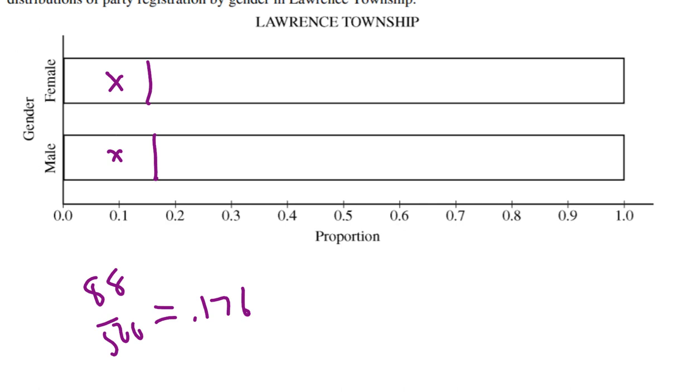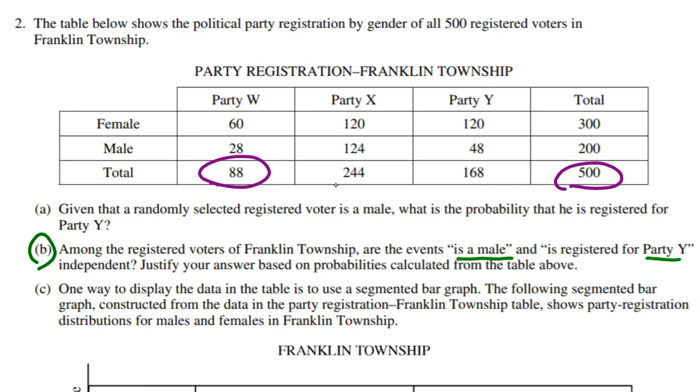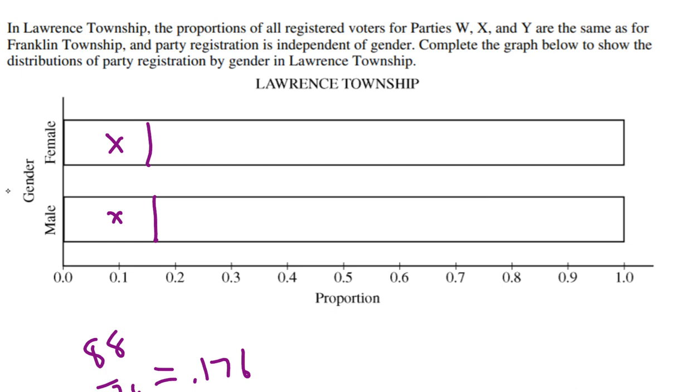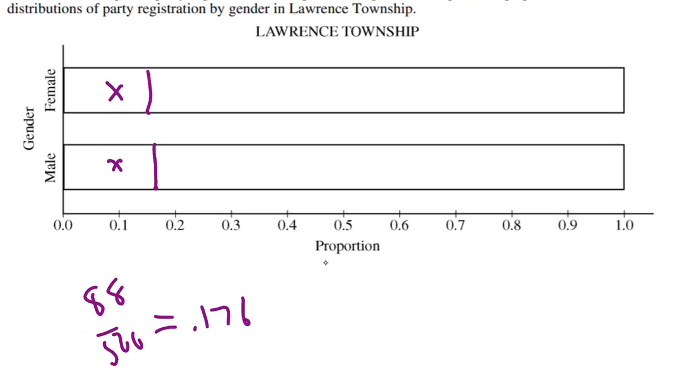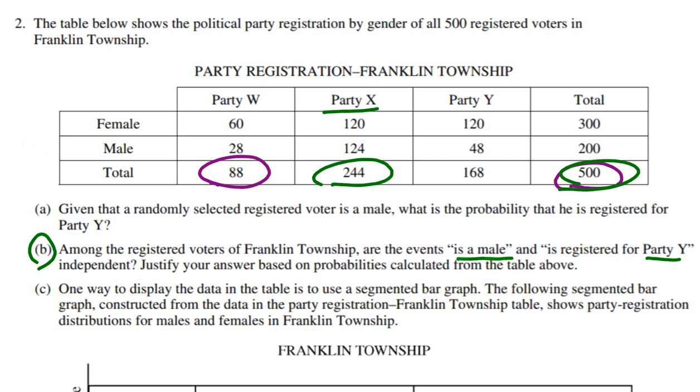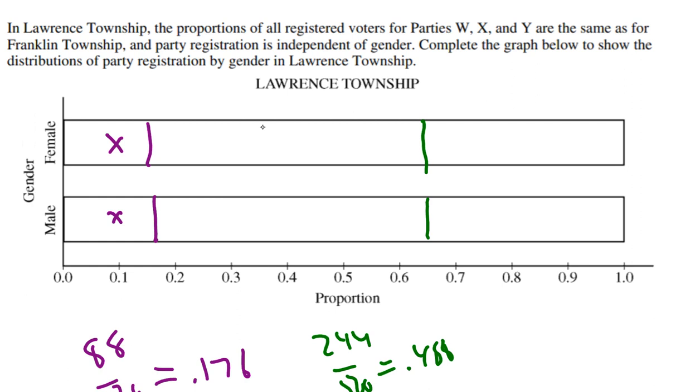Let's go looking for the next one. So I'll circle this in green. For party X, it should be 244 out of 500. So if I divide that for you, I'm getting 0.488. So you could say 244 out of 500 was 0.488. If I add that on to the 0.176, we get around 0.664. So it's going to end up out here somewhere. And without losing track, I think that was party X. Yeah, we were party X just now. So this is party X.